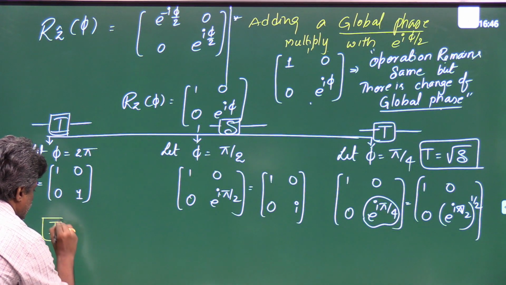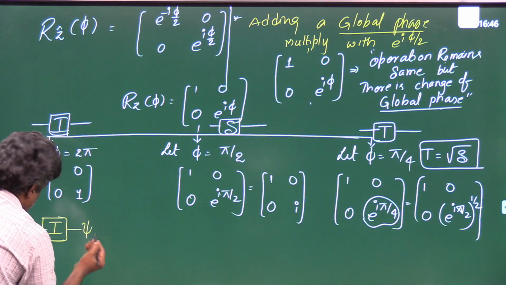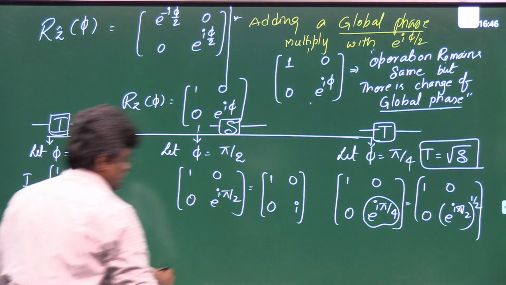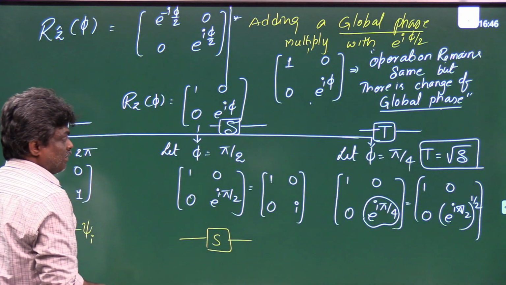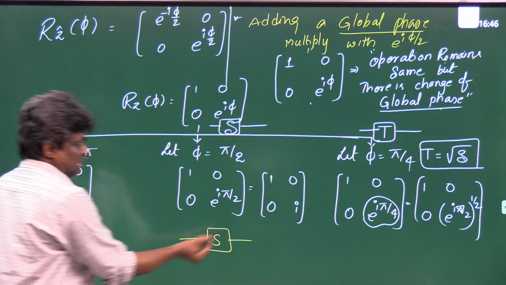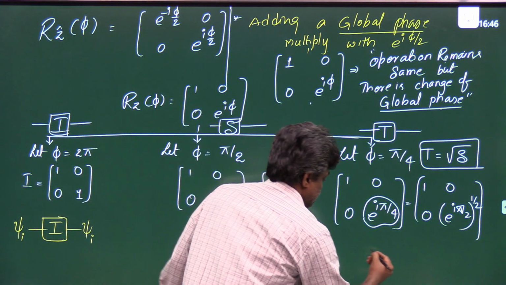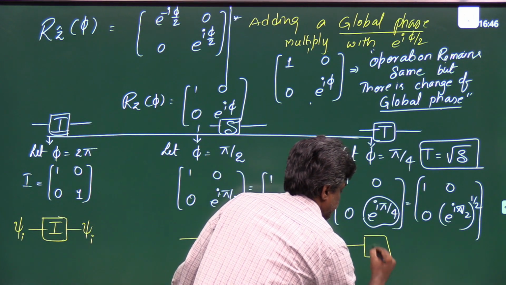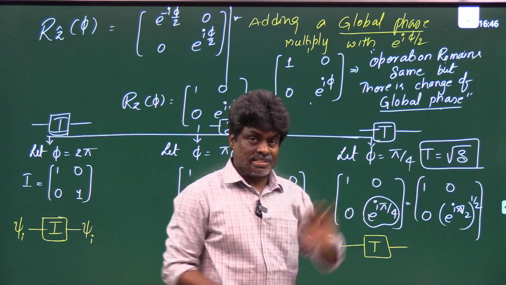That means no change. If this is psi initial, there is no change in the initial state, it stays as it is. And this is called the S gate. It will add some phase actually. That is a phase difference only. And this is the T gate, which is called the square root of the S gate.